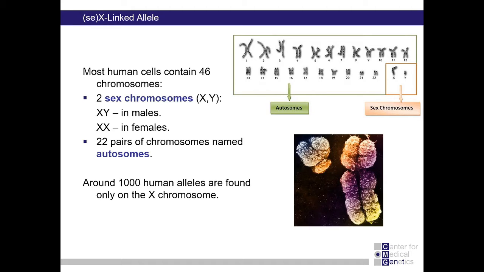Sex-linked allele. Most human cells contain 46 chromosomes, 2 sex chromosomes X and Y, XY in males, XX in females. The other two pairs are autosomes. Around 1,000 human alleles are found only on the X chromosome.